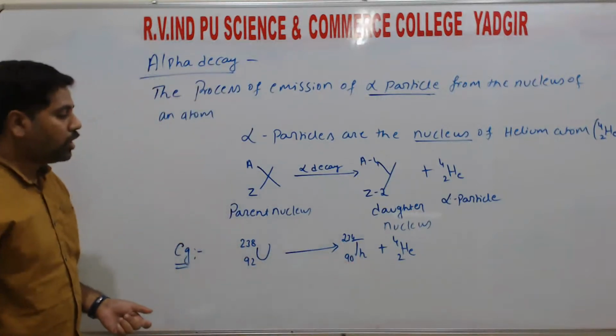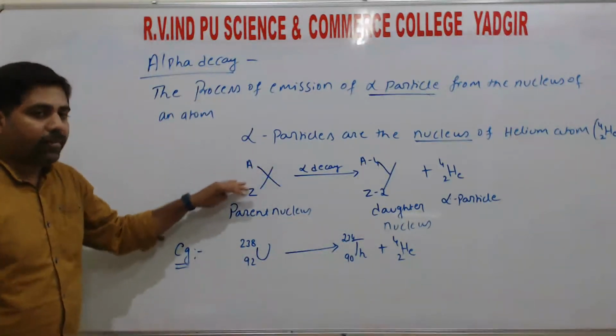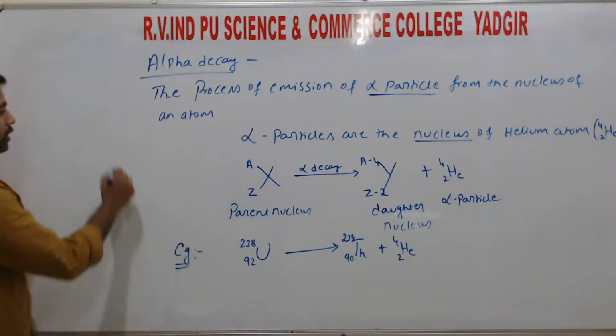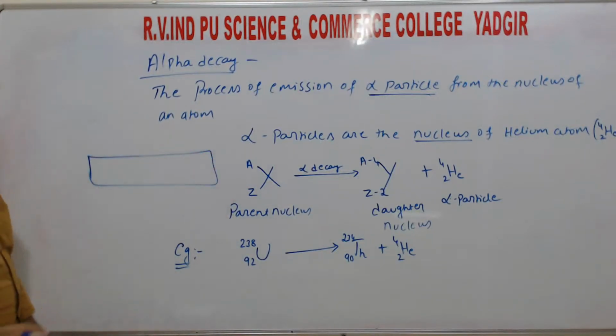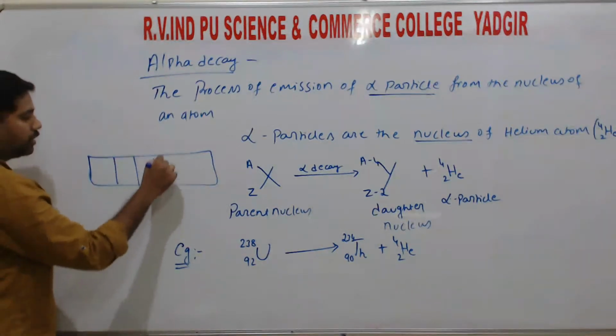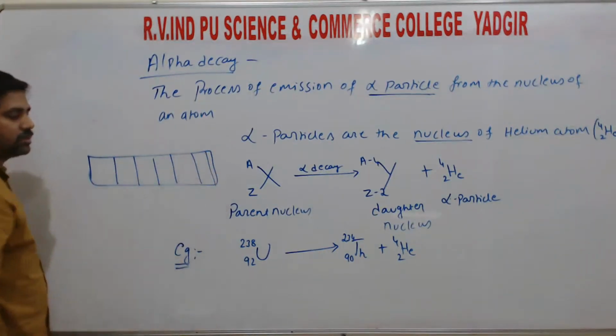In the periodic table, when any element undergoes alpha decay, if we consider a row of the periodic table, here we have a number of elements.